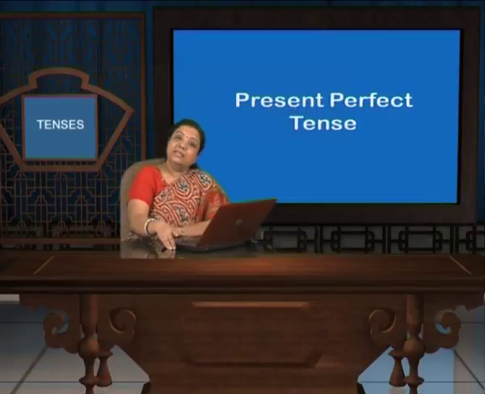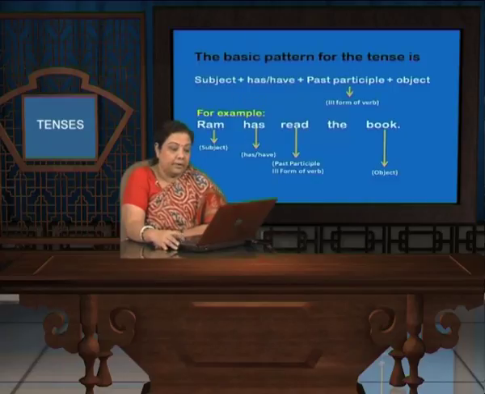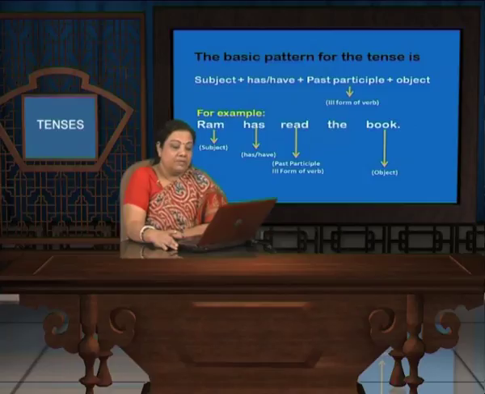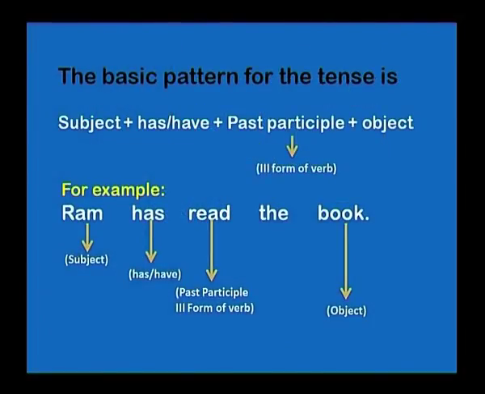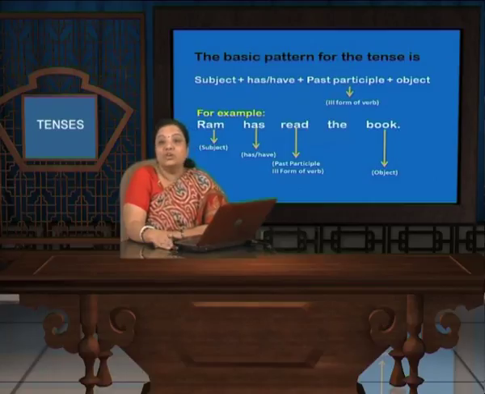Let's take a look at another form of tense, that is present perfect tense. As the word suggests, when we say perfect, remember we always have has, have and had. The basic pattern for this tense is subject plus has or have plus past participle plus object. In past participle, we always use the third form of verb. Remember, earlier I said write, wrote and written. Written is the third form of verb there.